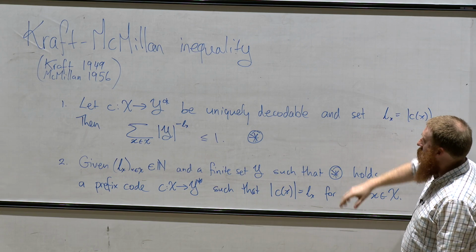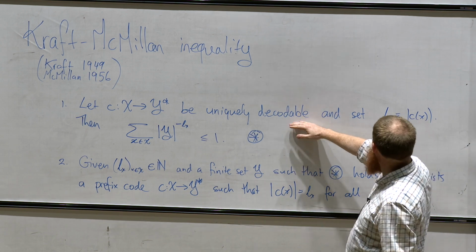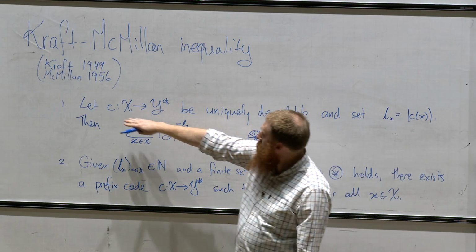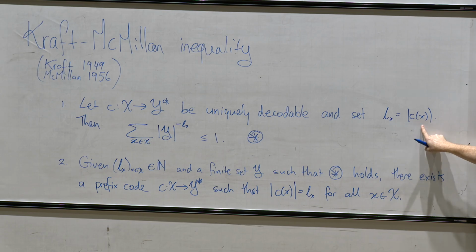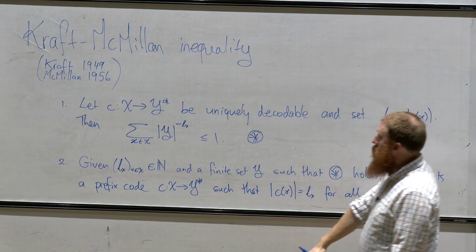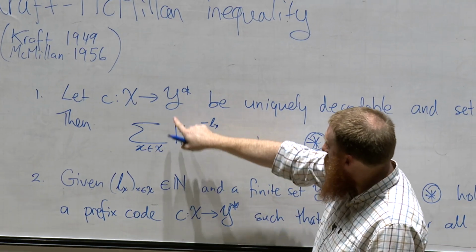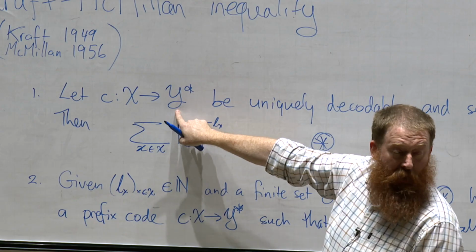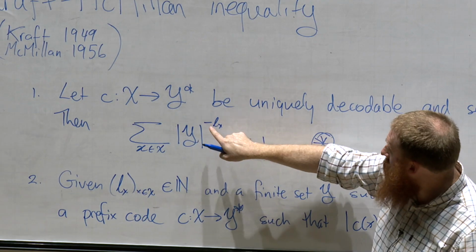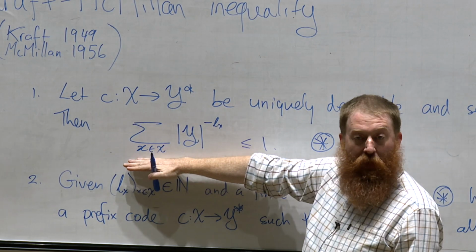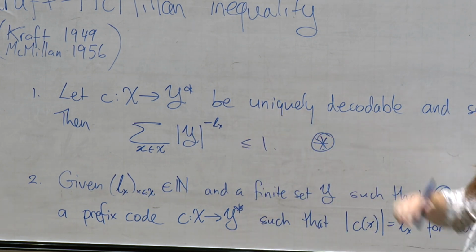Okay, so the Kraft-McMillan inequality says, if I give you any uniquely decodable code, C, and I set Lx to be the length of the code word for each x, then it must be true that when I sum over all code words, and I take the size of Y, the alphabet that I'm using as my output symbols, size of Y to the power of minus Lx, add that up over all x's, I must get something less than or equal to 1. So this is true for every uniquely decodable code.